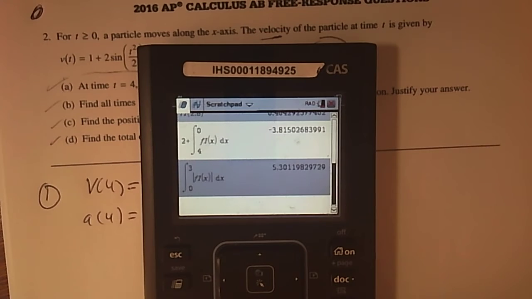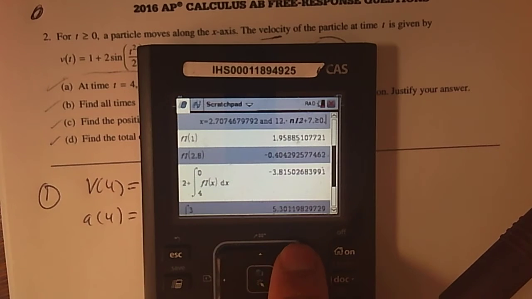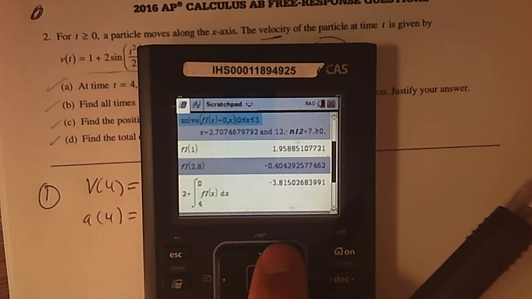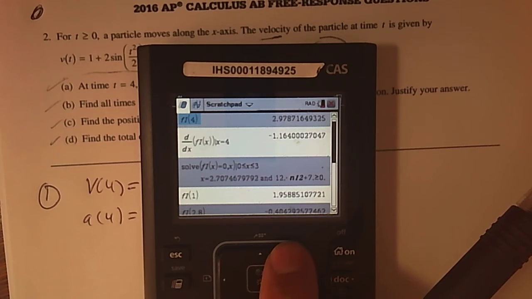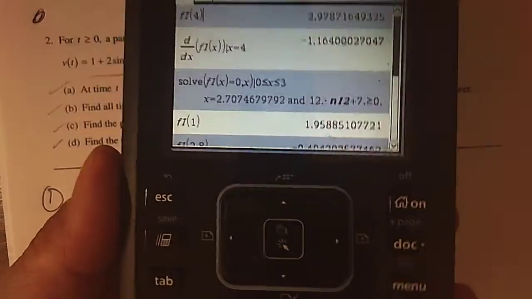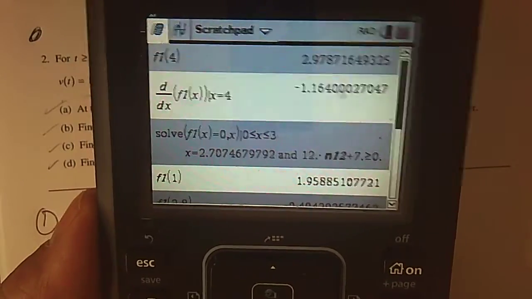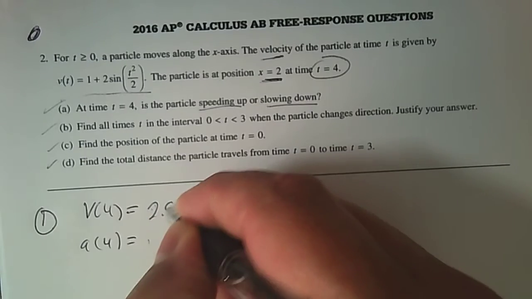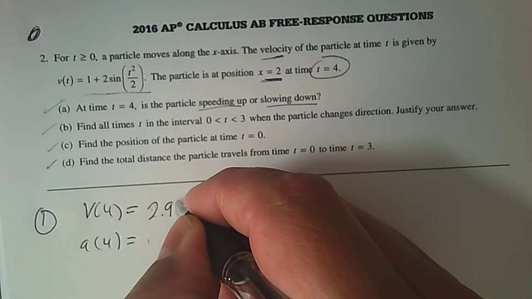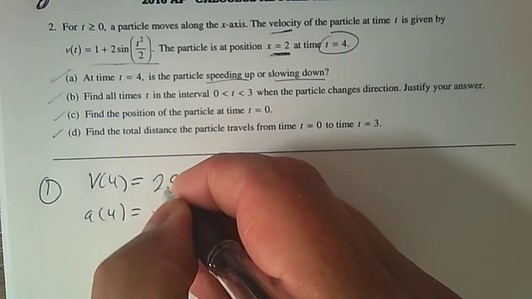All right, now that you have defined it that way, step number 1, some of these are already ones that I did before I started the video. So the first thing I did, if you look, is I just want to know what the value of the velocity is at 4. So I'm going to write that down. It's 2.978, which is fine. And the big idea is that the velocity is positive at that.